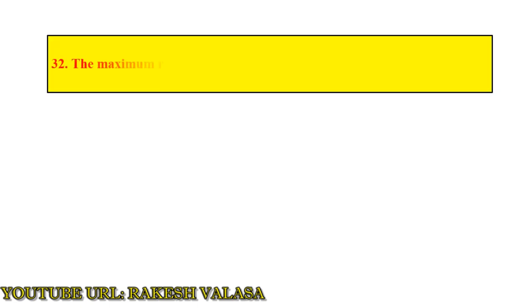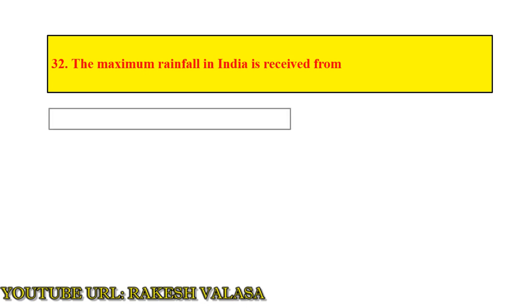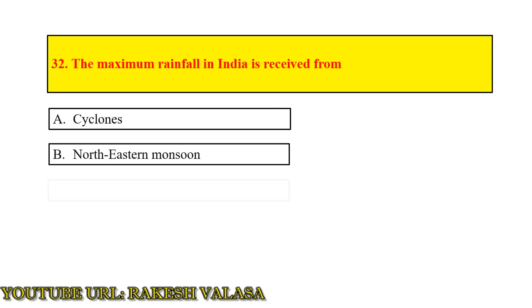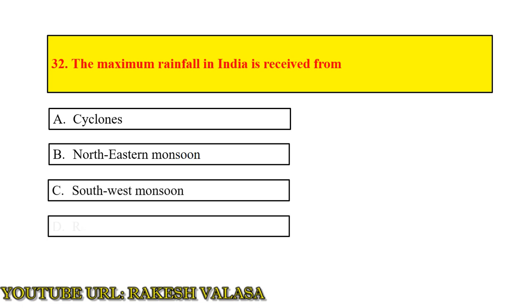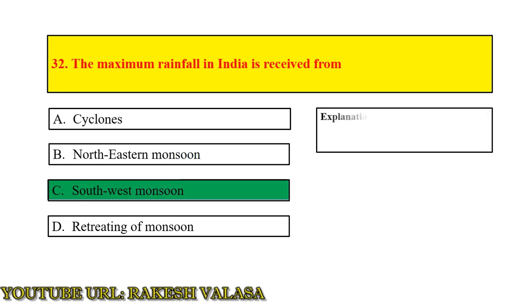Question number 32. The maximum rainfall in India is received from? Answer: Southwest monsoon. Explanation: The maximum rainfall in India is received from southwest monsoon.